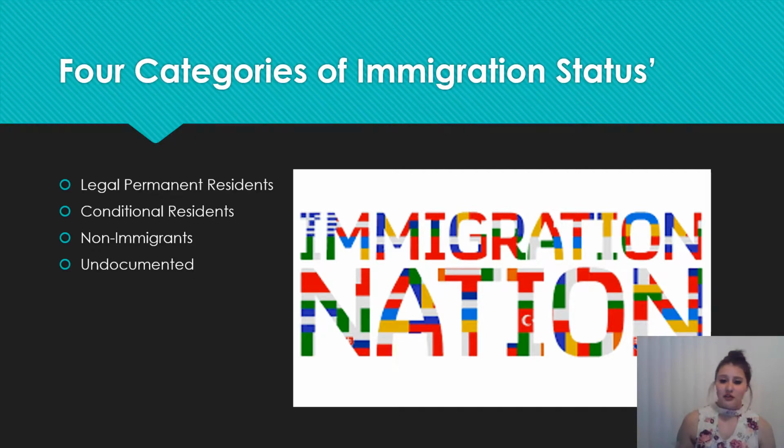To start off, I will talk about the four categories of immigration statuses within the U.S. These categories include legal permanent residents, conditional residents, non-immigrants, and undocumented. The first of these are legal permanent residents, otherwise known as LPRs for short. These individuals are granted a permanent residential card, also known as the green card, as many others say it.